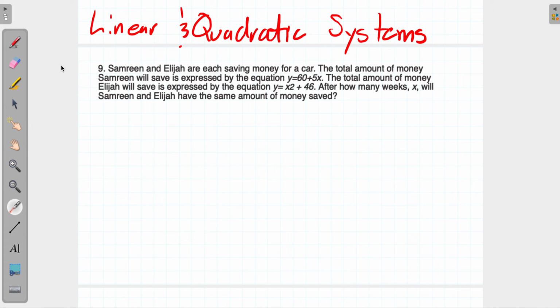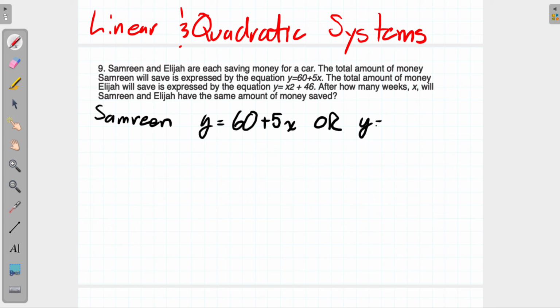Okay. What I'm going to do is rewrite the two of them here. So we know that Samreen's equation was linear, y is equal to 60 plus 5x. I think it's a little more common if we write it in the y equals mx plus b form. You might see it this way. So we have y is equal to 5x plus 60. 5 would be our slope, so that's how much it's changing by, and our y-intercept is the number 60.